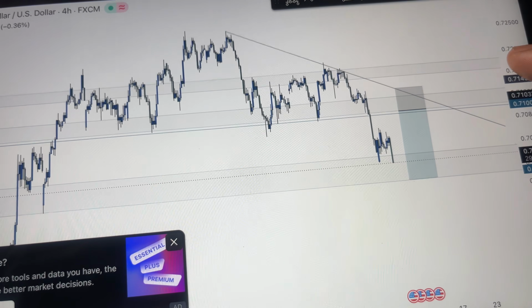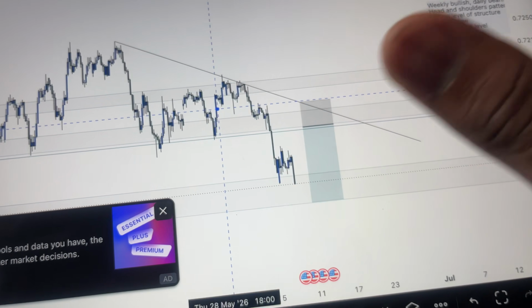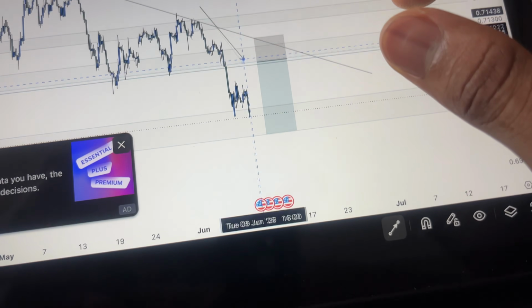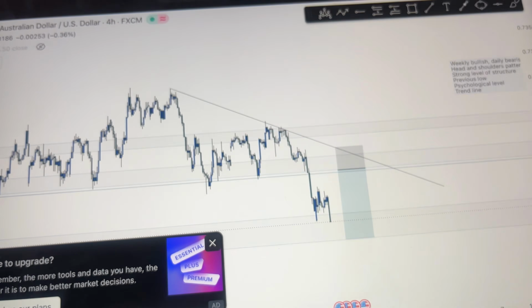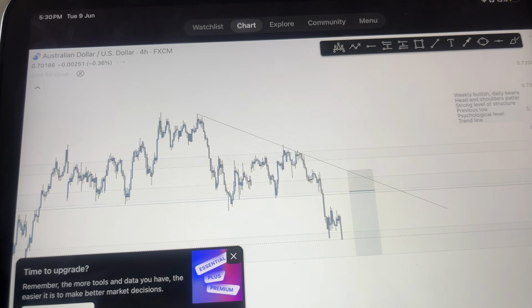Next we have AUD USD. Same thing on AUD USD, I'm waiting for price to come all the way to this zone right here for me to look for a sell. So next is NZD JPY.